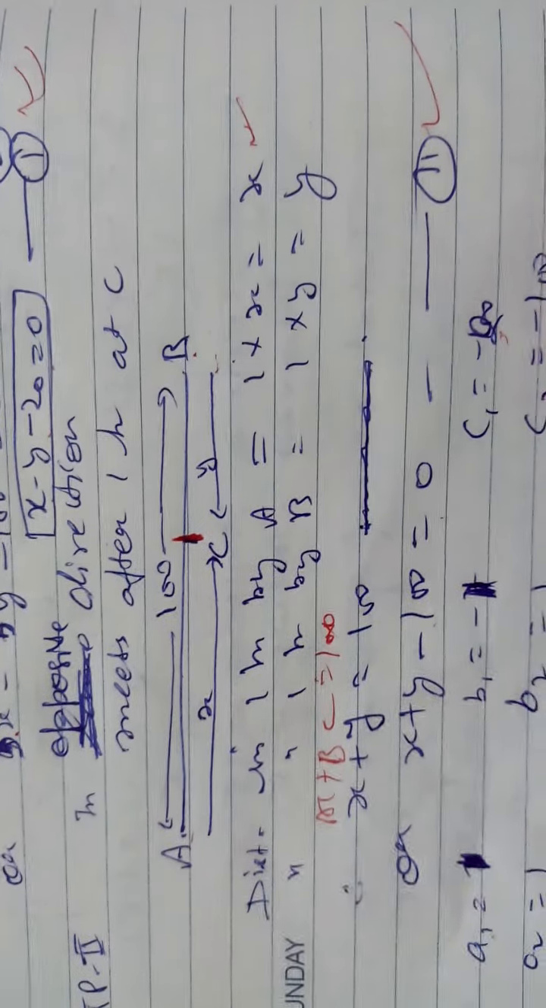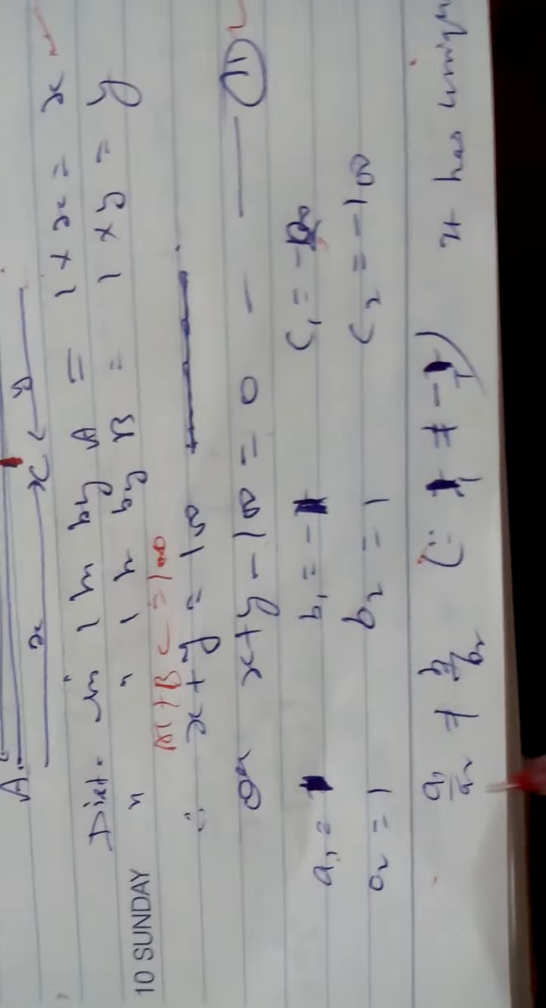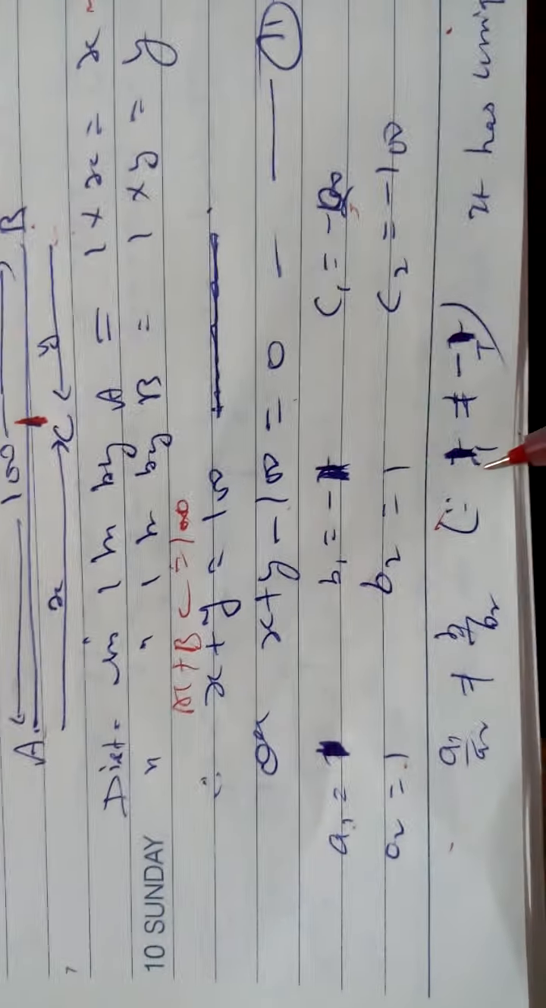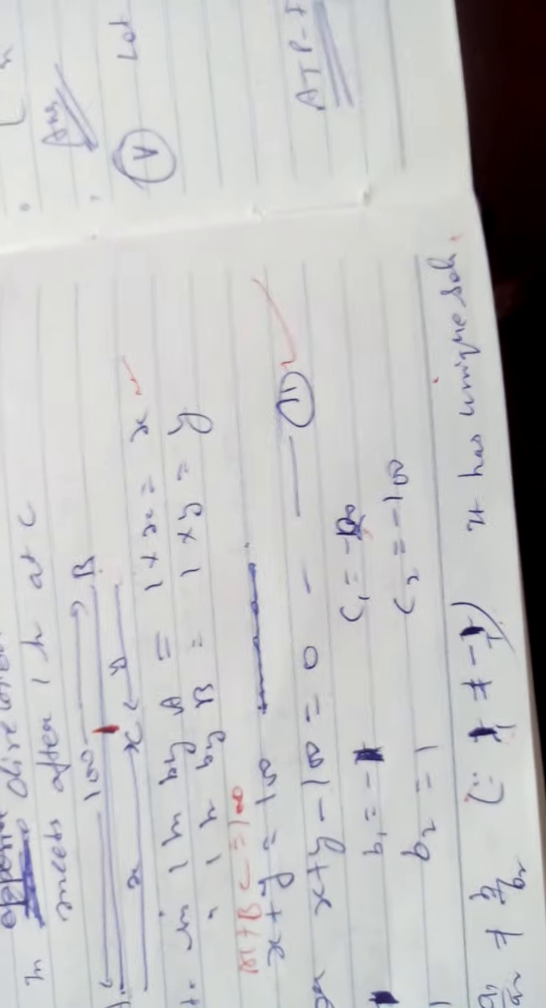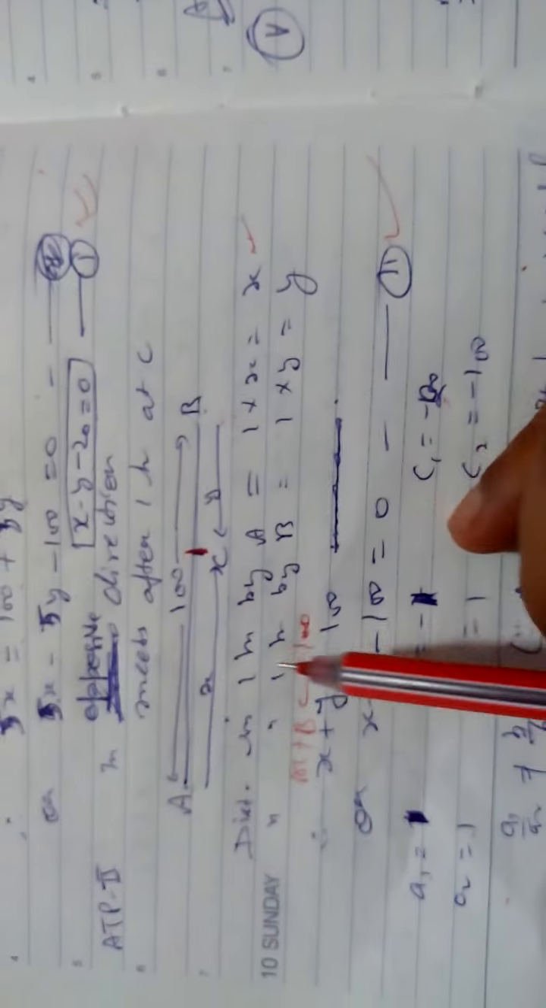A1, B1, C1, A2, B2, C2. So A1 upon A2 is 1 by 1, which is 1, and B1 upon B2 is minus 1 by 1, which is minus 1. So 1 is not equal to minus 1, it has a unique solution. I am not solving by any particular method, otherwise elimination is very simple.